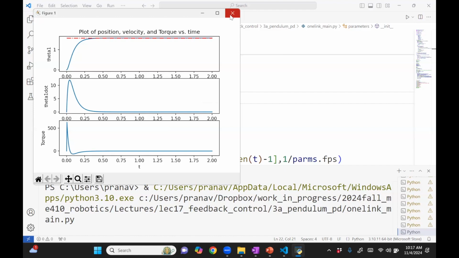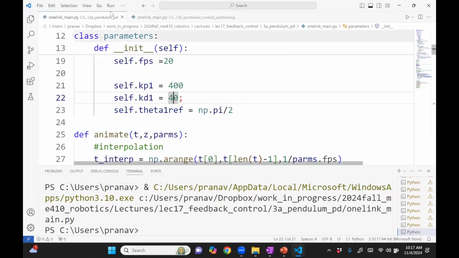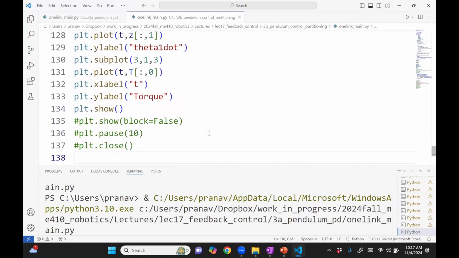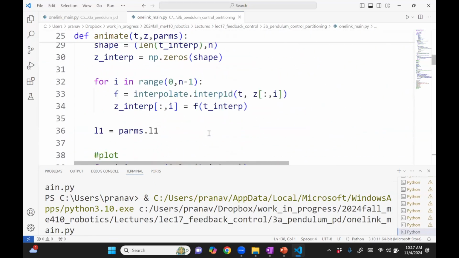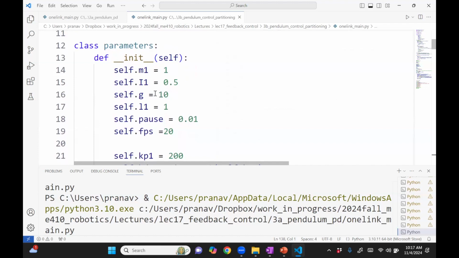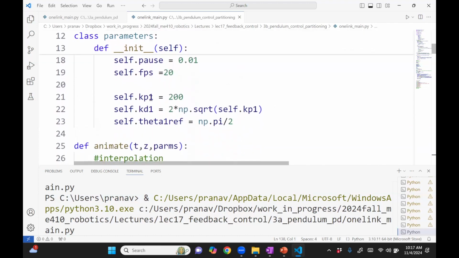Okay, so the question is, why tune it like this? Why not make it almost automatic? Well, here is the same system now using control partitioning. Okay, so I need more things here. I need the mass, inertia, and so on, because I would need it in the controller. I chose Kp to be 200, earlier it was 400, and 2 square root of Kp. Now, to be fair, I should just choose 400 here so that it's apples to apples. Kp is the free parameter, Kd depends on Kp, and then the reference is pi divided by 2.